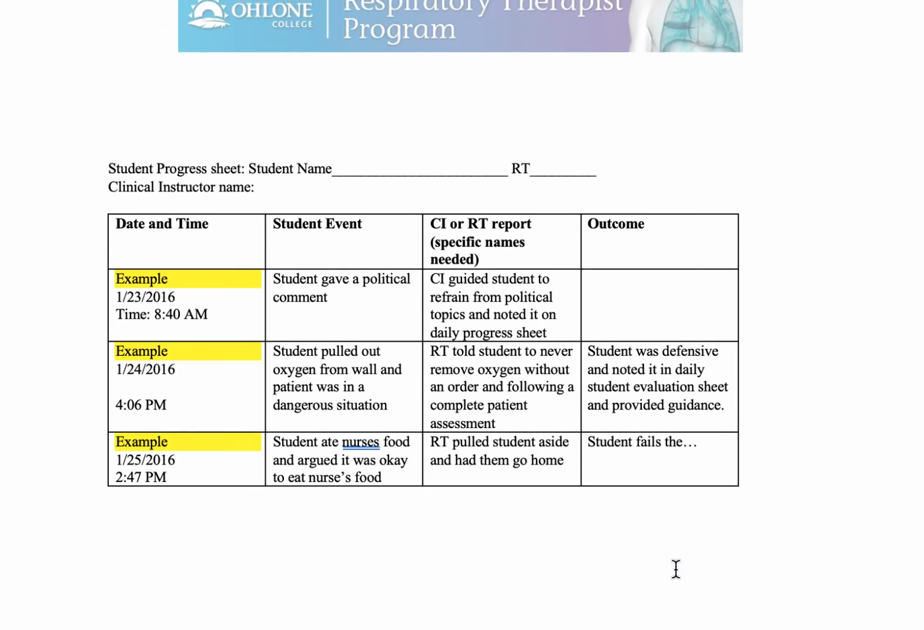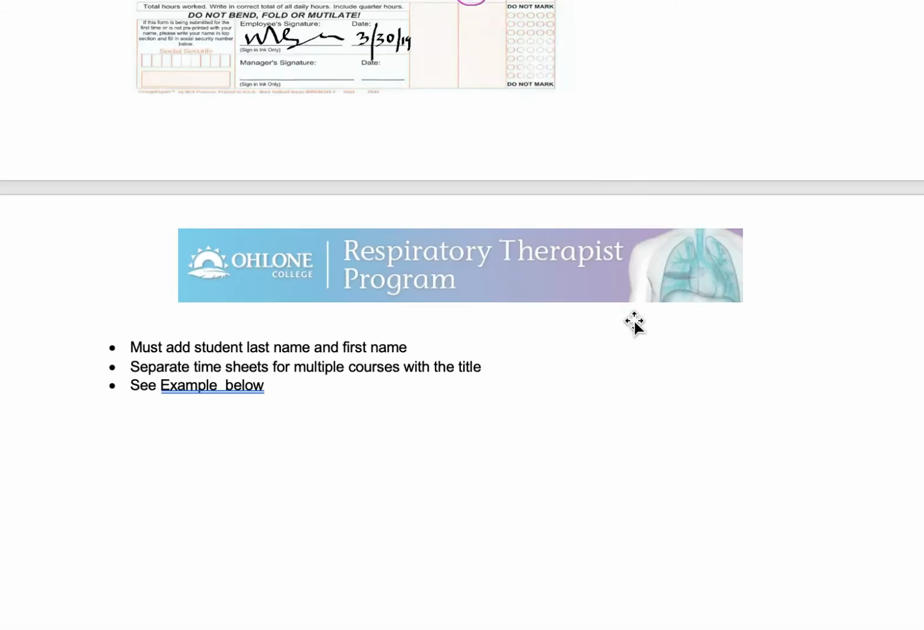Here's a log, for example. Here's a date and time the event took place. For example, here, the student gave a political comment. I guided that the student should refrain from making any political comments, and it was noted in the daily progress sheet, which is very important because if you don't document, it means it never happened.